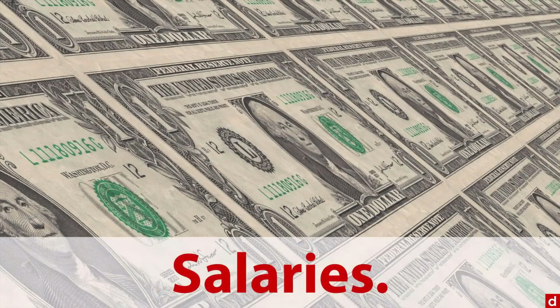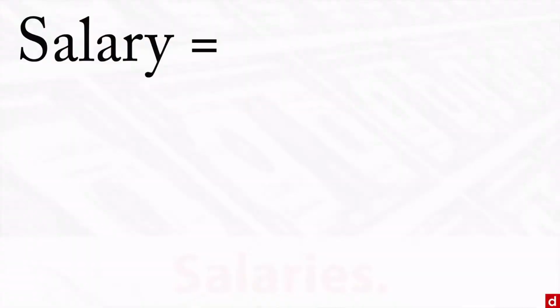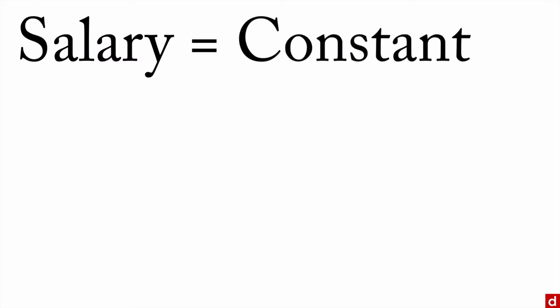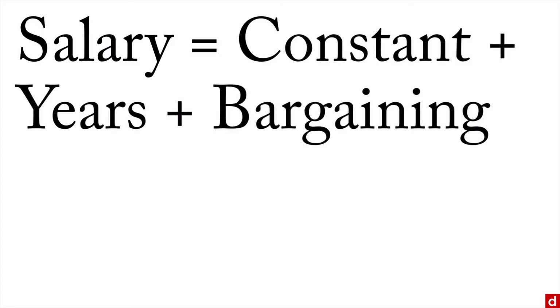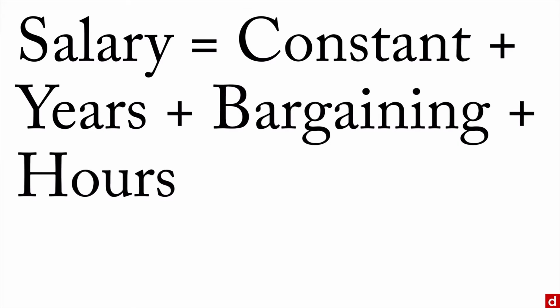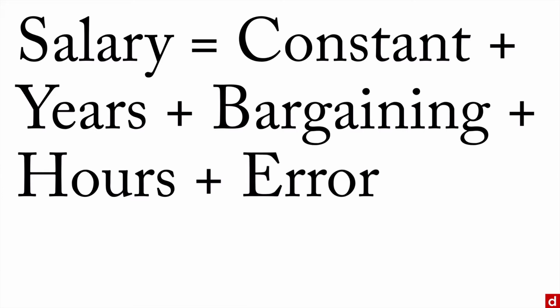Now, this is actually based on real data from a survey of the salary of people employed in data science. And to give a simple version of it, the salary was equal to a constant. That's sort of an average value that everybody started with. And to that, you added years, and then you added some measure of bargaining skills and how many hours they worked per week. And that gave you a prediction, but because it wasn't exact, there's also some error to throw into it to get to the precise value that each person has.